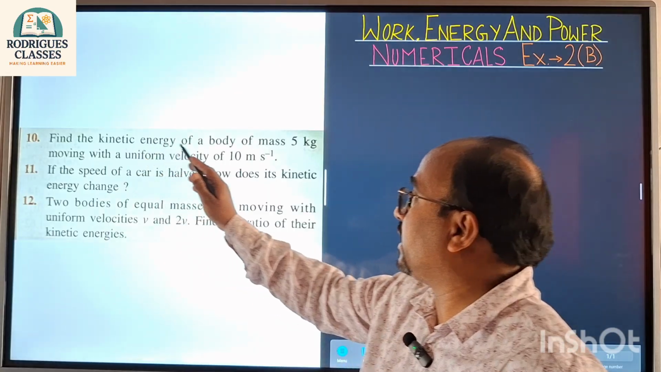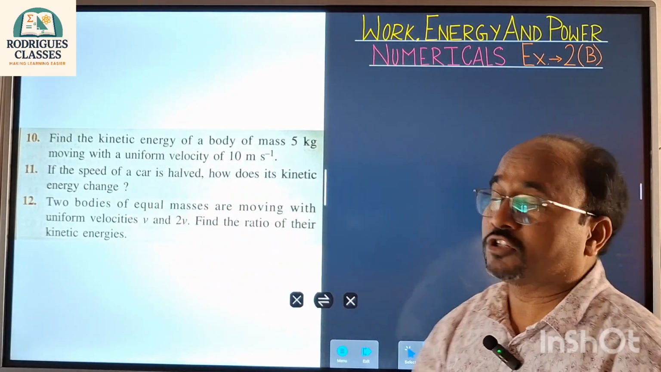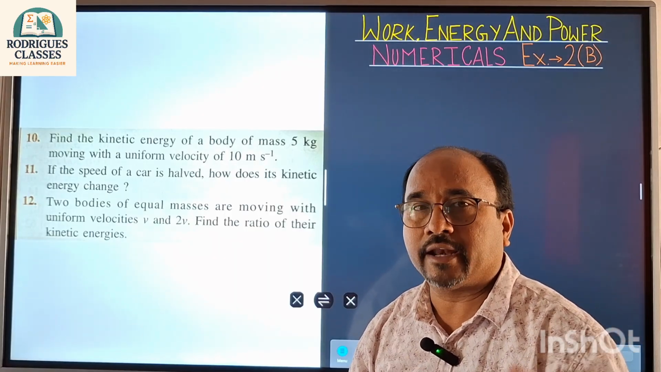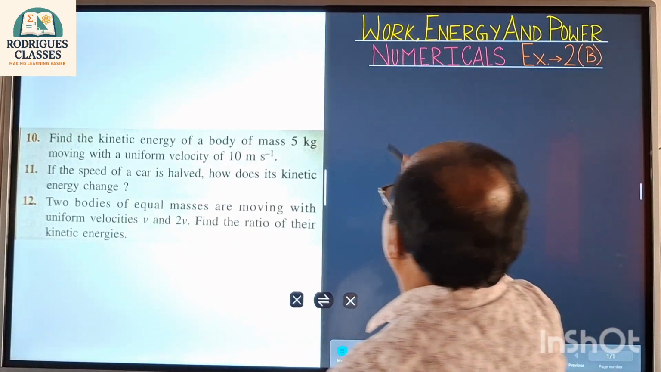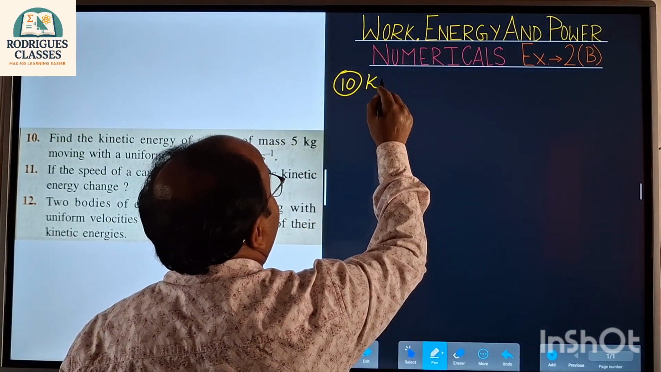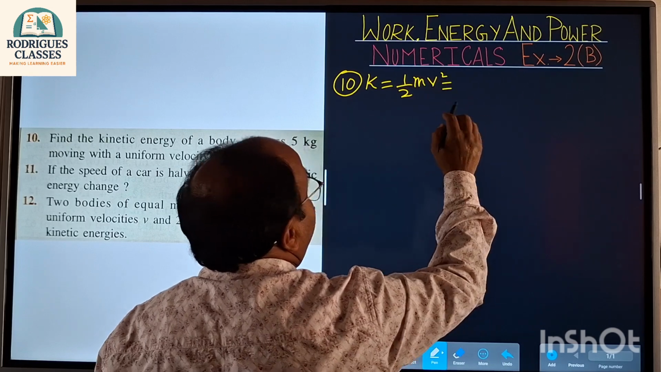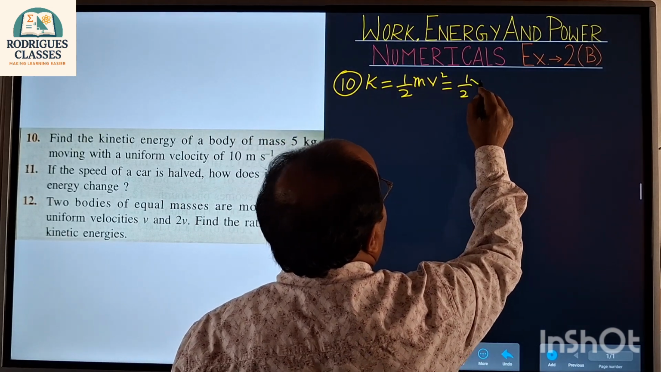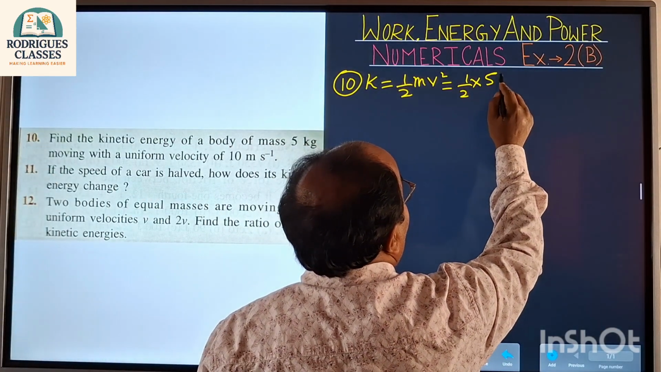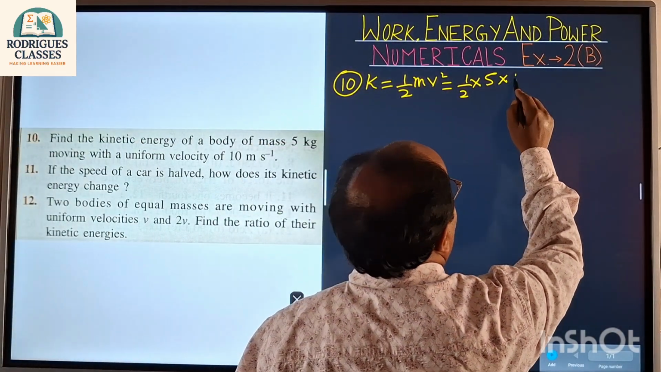See, it says find the kinetic energy of a body of mass 5 kg moving with a uniform velocity of 10 meter per second. Mass is given, velocity is given, a direct formula based sum. So we do it. So kinetic energy is half mv square. So half written, mass is given to us as 5 kg into velocity is 10 meter per second. It is a velocity square.